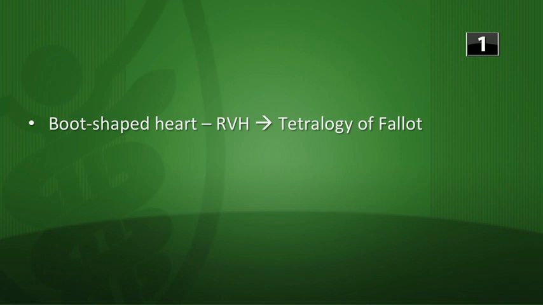It's time for the 3-question warm-up for Biochem 5. Let's get going. What problem or abnormality is associated with each of the following buzzwords? So first we have boot-shaped heart. So this is associated with right ventricular hypertrophy, which can also be seen in tetralogy of Fallot.